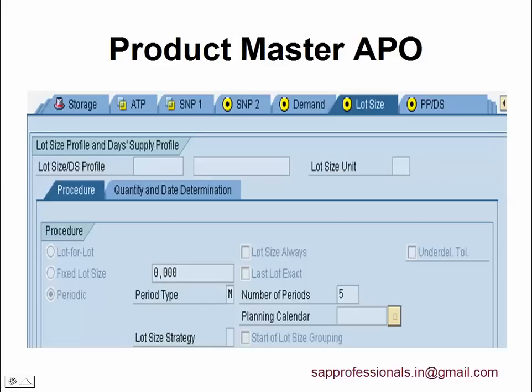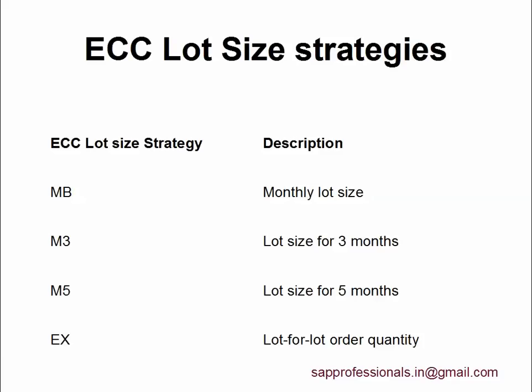of periods. So before coming into the different format in APO and ECC, let us understand the lot size strategies we have in ECC and their meaning. So we have basically main strategies we have is MB, M3, M5 and EX. MB means a monthly lot size. It means whatever demands we have in month, let's say we have 10 demands in month, there will be only one receipt element for the whole month. So it means in each month we will be having one receipt element irrespective of whatever demands we have in a month.